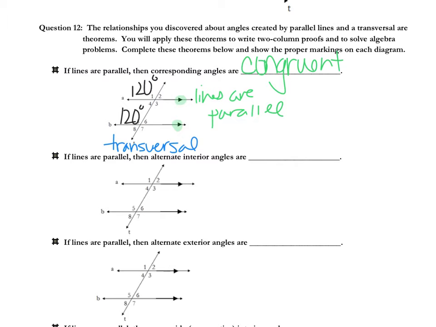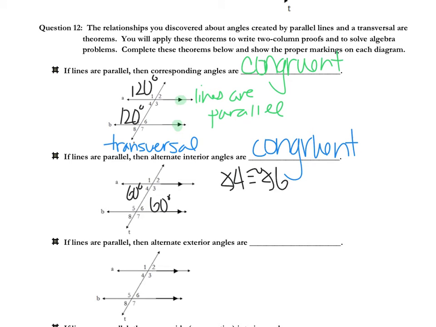If lines are parallel, then alternate interior angles are also congruent. So for example, let's say this is 60 degrees, then angle 6 is also 60 degrees. So angle 4 is congruent to angle 6, and angle 3 is congruent to angle 5. So alternate interior angles are congruent.